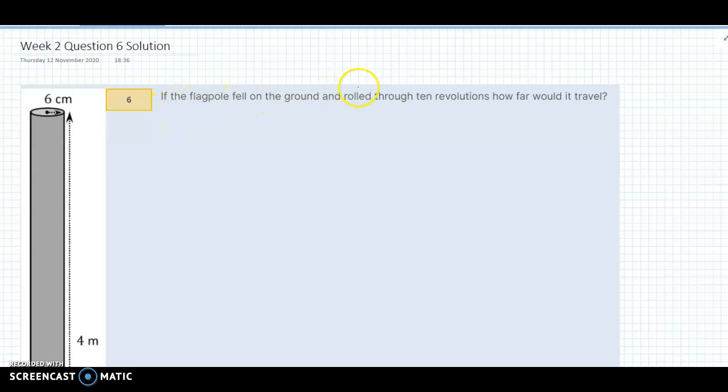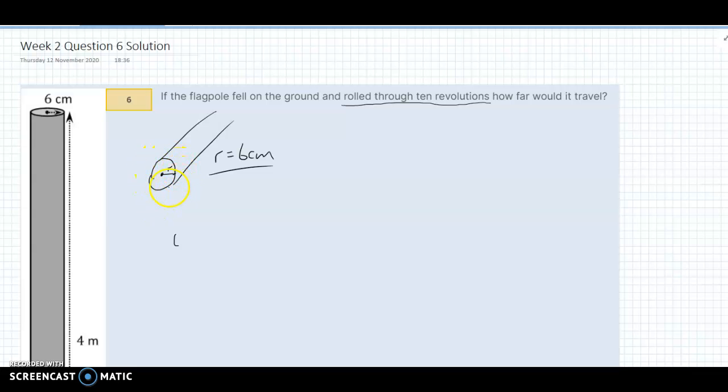If the flagpole fell on the ground and rolled through 10 revolutions, so if it rolled around 10 times, how far would it travel? Well, if it falls on the ground, isn't it just going to be a wheel? If it's lying on the ground like that, lengthways, the radius R is going to equal 6 centimeters.